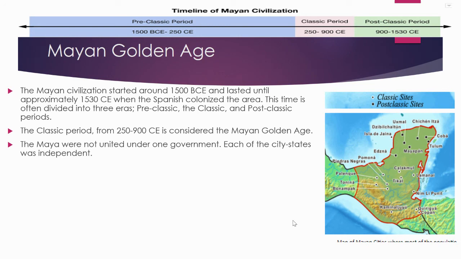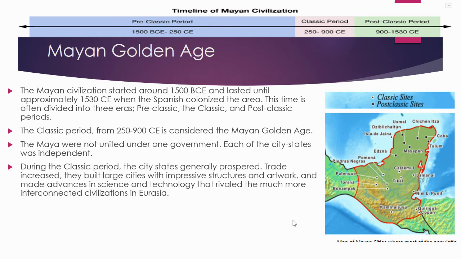I think of it kind of like the United States, where we have individual states, but also a larger overarching federal government. You can say that there are a little bit of similarities between what we see in Mayan city-states and our government today. The similarities might not be exact, but the themes are there. During the classic period, the city-states generally prospered. This was a good time, a golden age for Mayan civilization.